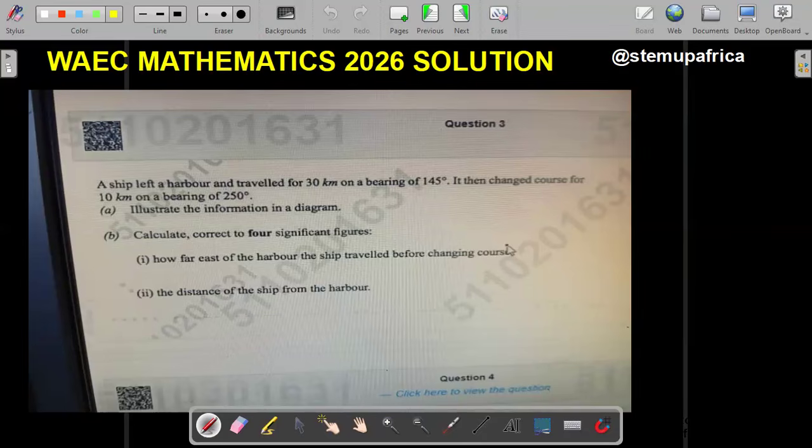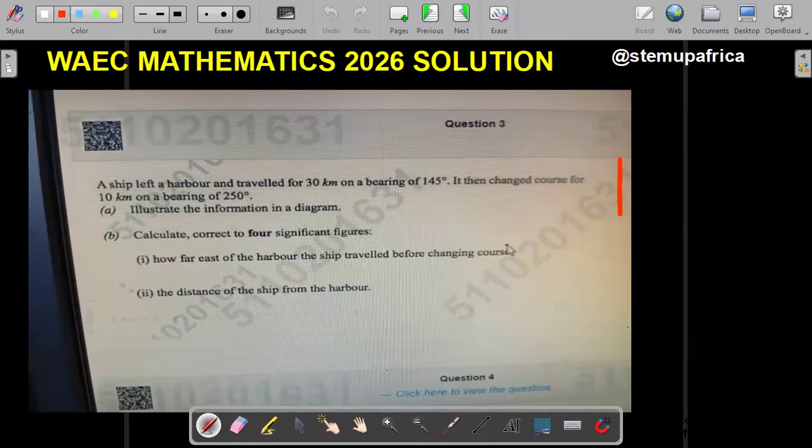Okay, so look at this question. It said a ship left harbor. Harbor is where you park a ship, a vessel. And travel for 30 kilometers on a bearing of 145. This one I want you to know.